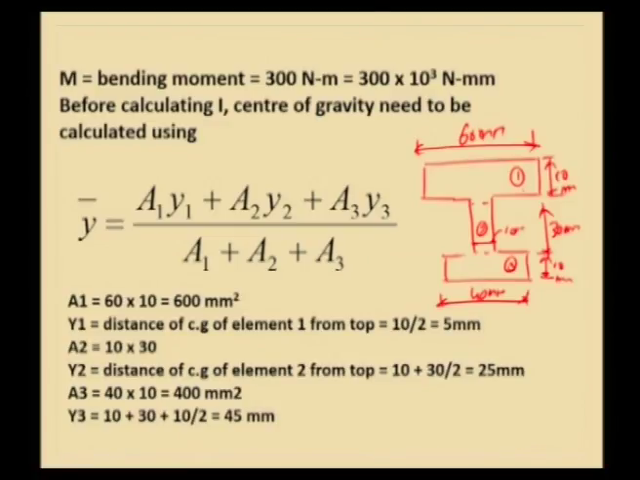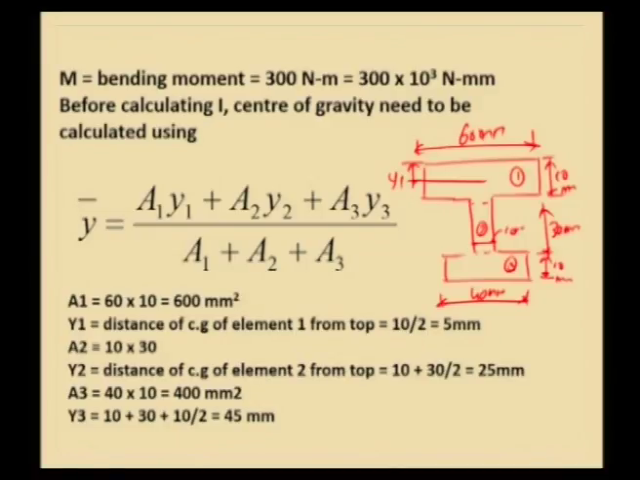So, the area of element 1 is given by 60 mm into 10 mm, which is 600 millimeter squared. Then y1 is equal to the distance of the CG of element 1 from the top. So, from the top we can compute y1 like this. This is actually y1. So, y1 will be equal to 10 divided by 2, as mentioned here, equal to 5 mm, and then A2 will be equal to the area of element 2.